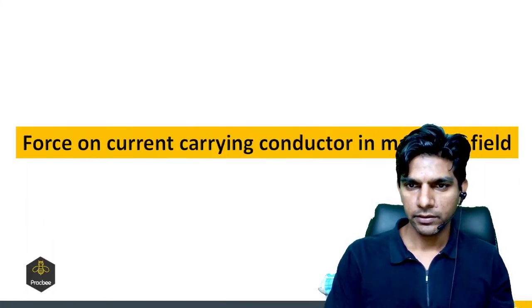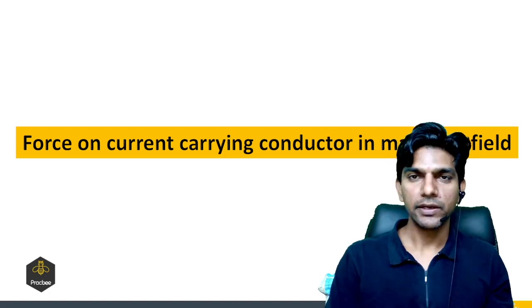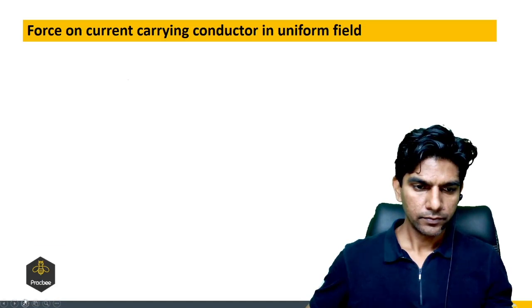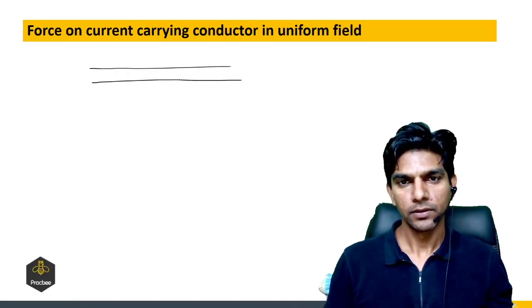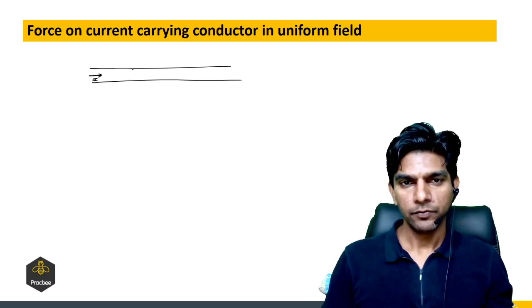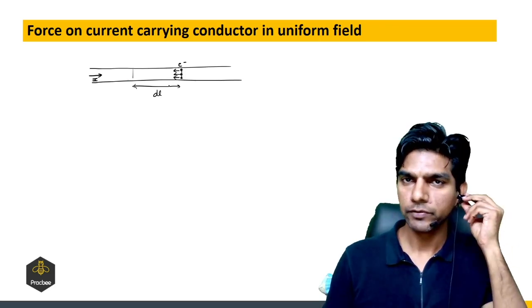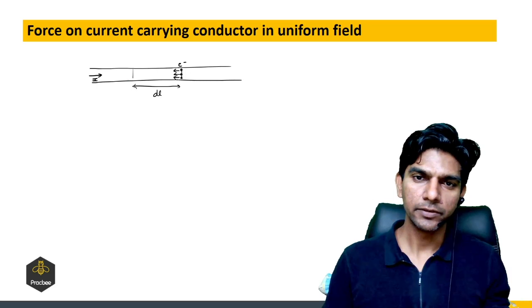Okay, now let us see the next concept, the force experienced by a current carrying conductor placed in a magnetic field. Right, so let us say we have a conductor which is having a current I. So there is a conductor and there is a current I, and we are considering that much length. Let us say this length is dl, and the electrons must be drifting in the left direction, opposite to the direction of the current, that we already studied in current electricity.